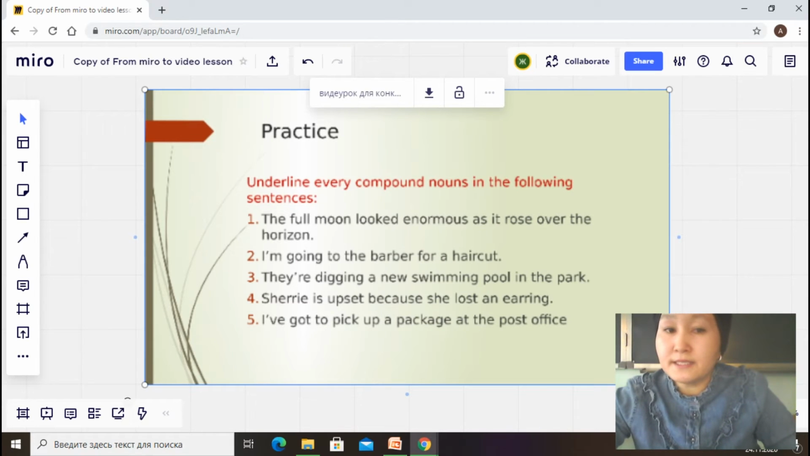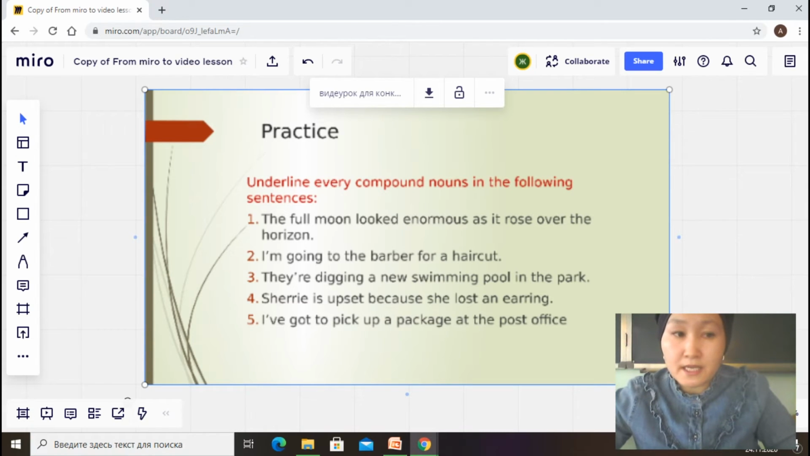Okay guys, let's have some practice with compound nouns, and let's follow the instructions. Underline every compound noun in the following sentences. Sentence number 1. The full moon looked enormous as it rose over the horizon.